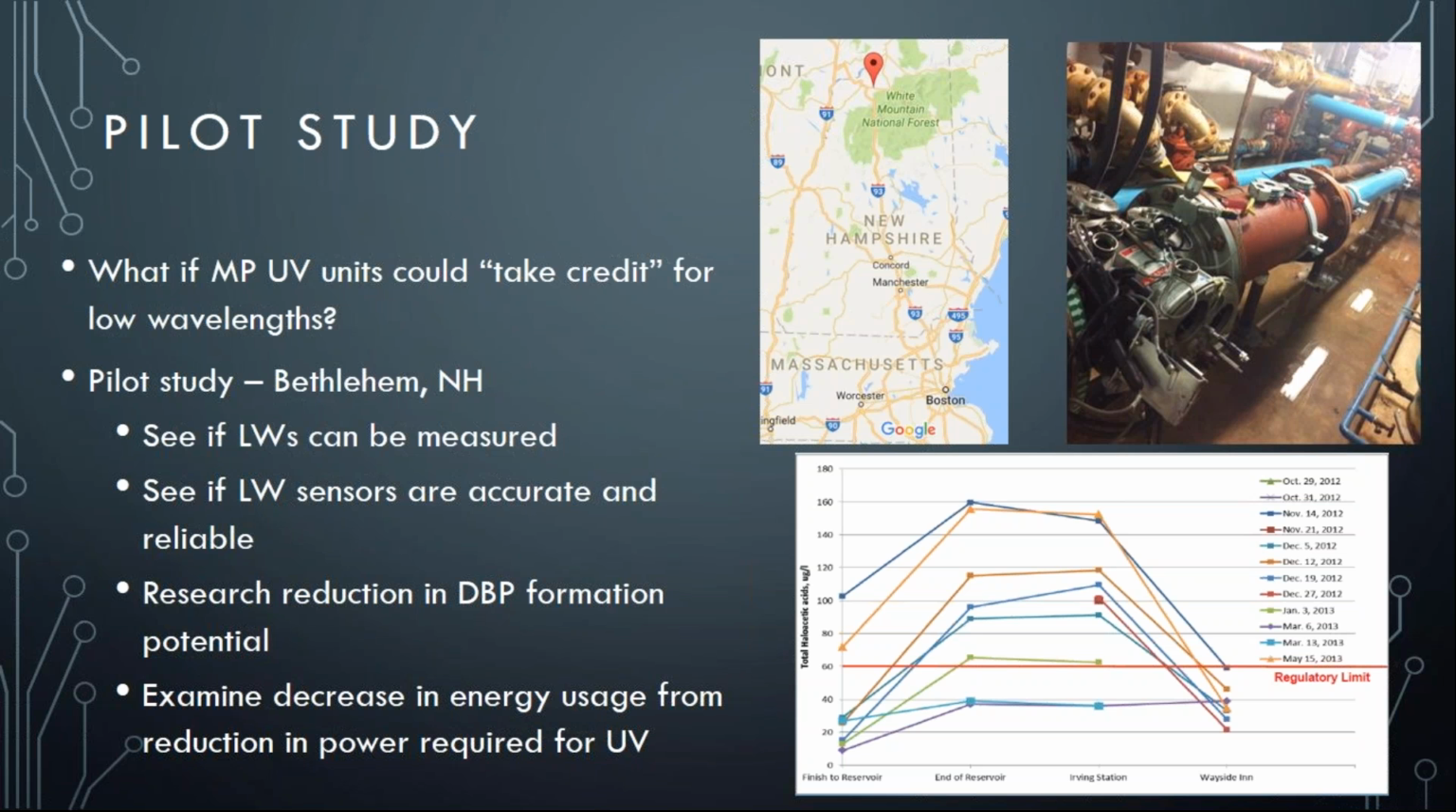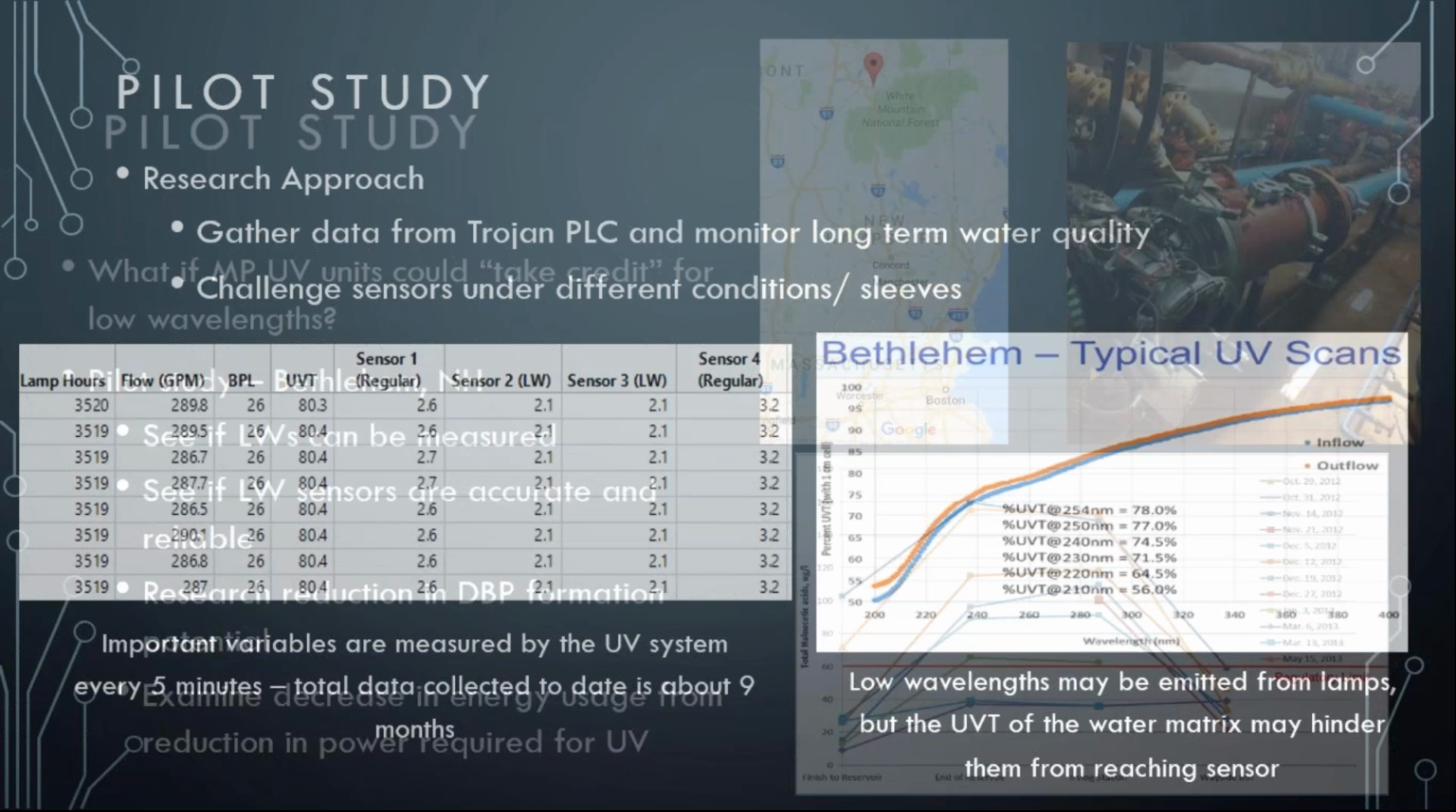Oh, and the other thing I wanted to mention too is that the chart on the bottom right here kind of shows Bethlehem's disinfection byproduct issue. These are haloacetic acids, and the red line there is the regulatory limit. You can see how quickly they're exceeding that on many occasions. The second data point is just the end of the reservoir. So they're really in a tough situation with needing to chlorinate to disinfect, but also staying under that limit. So obviously you can improve your treatment processes, but that's often very costly. So an option for them potentially is medium pressure UV if the low wavelengths can be accounted for.